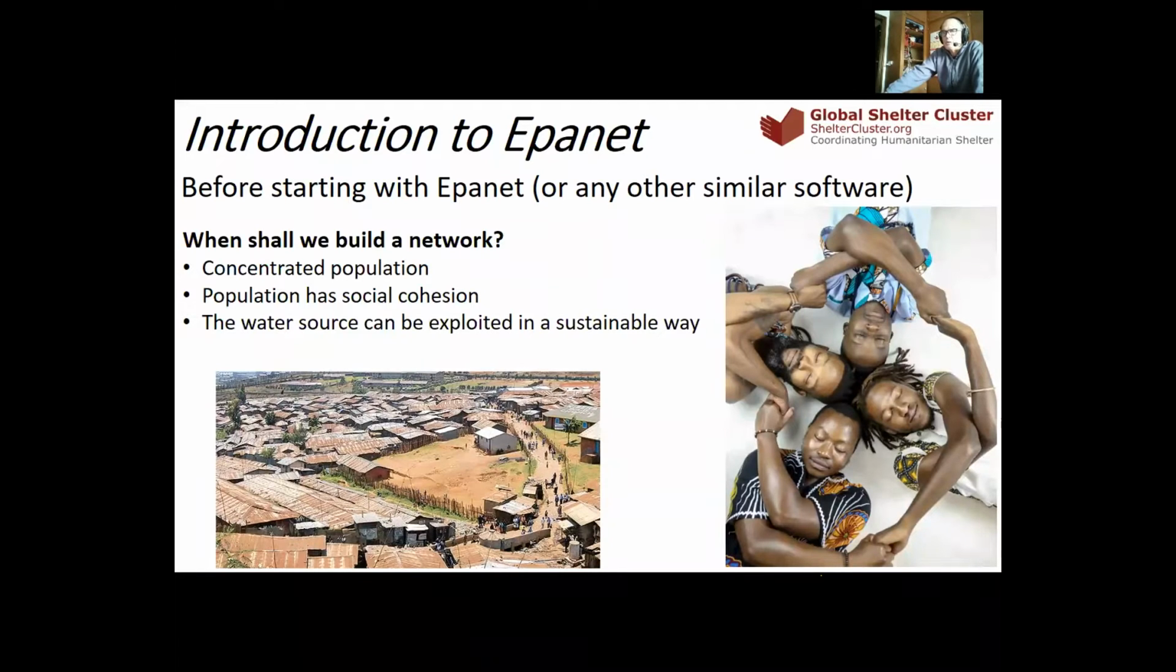Where should you do a network? You should do a network when you have a concentration of people. In some cases, you have few.